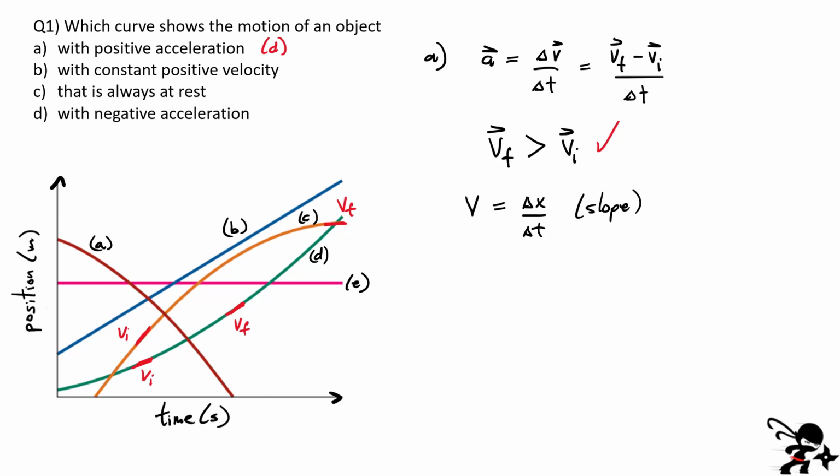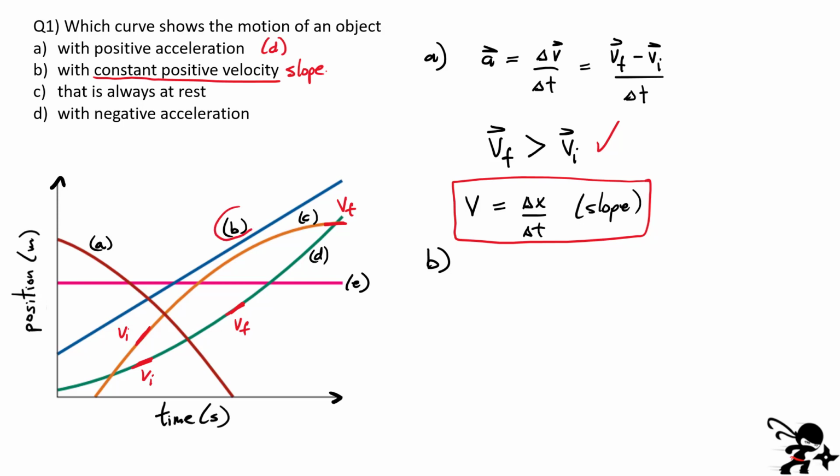What about question B? It says, with constant positive velocity. We have to be very careful when we read these questions. How do you get velocity from a position versus time graph? Again, the velocity is given by the slope. And we want a constant positive slope. I can just replace the word velocity by the slope. For that one, you can clearly see it has to be choice B. Everywhere if I draw a slope, I get the same value. So this is choice B.